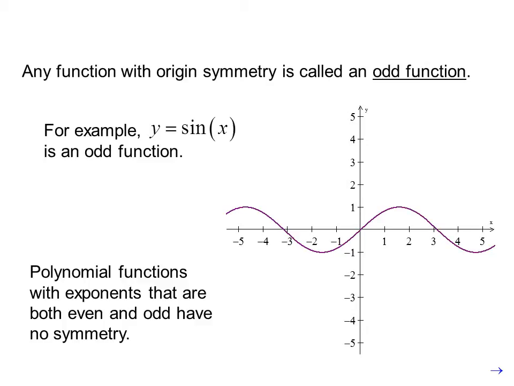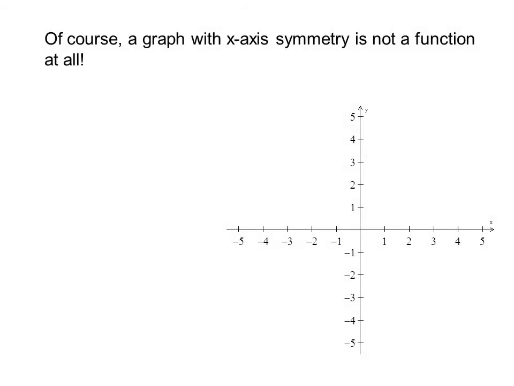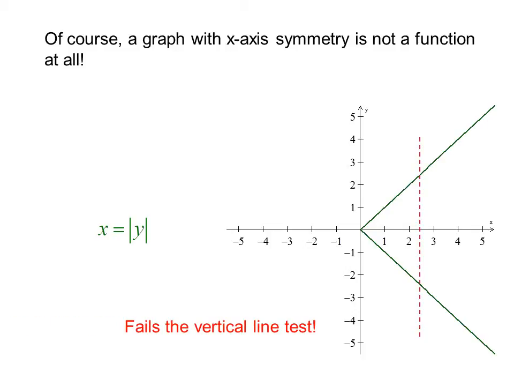Polynomial functions with exponents that are both even and odd have no symmetry. Of course, a graph with x-axis symmetry is not a function at all. X equals the absolute value of y fails the vertical line test, so it's not a function.